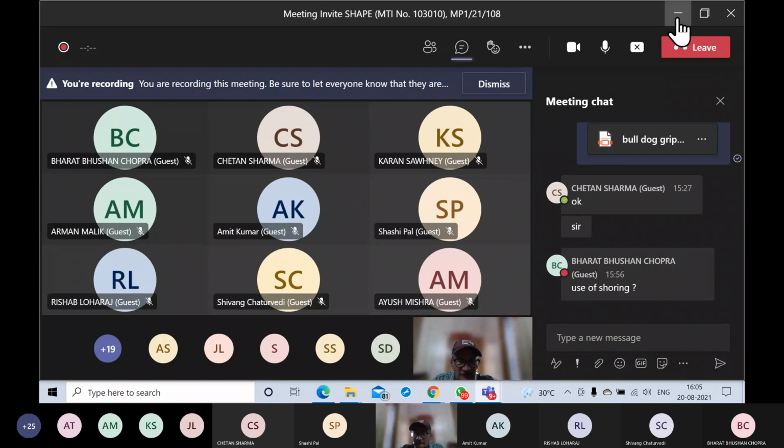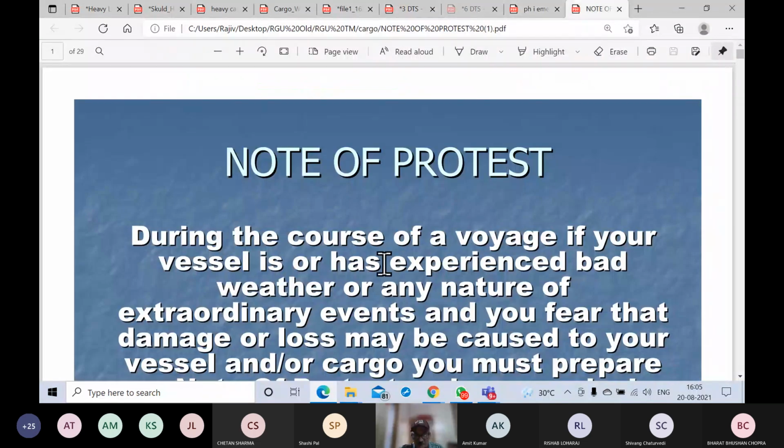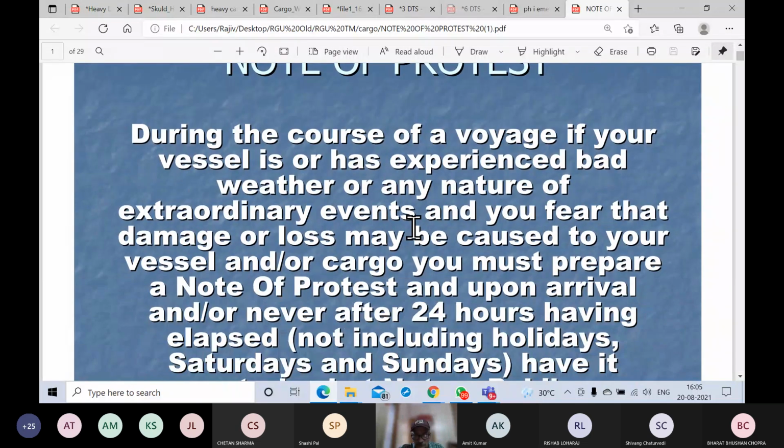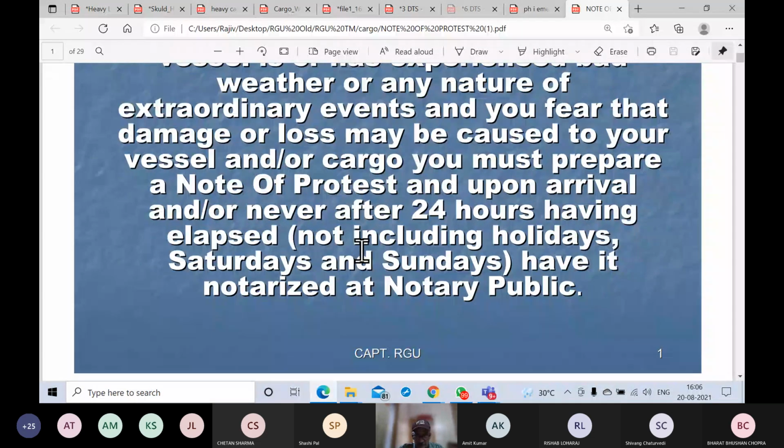Note of protest. As I said, this is not holding anybody responsible. This is against nobody. And mostly, a note of protest is issued or used when during the course of the voyage your vessel has experienced bad weather or any extraordinary events, and you feel that some damage or loss might have occurred to the vessel or cargo. Then you must prepare and submit a note of protest upon arrival. And this has to be notarized in a notary public.